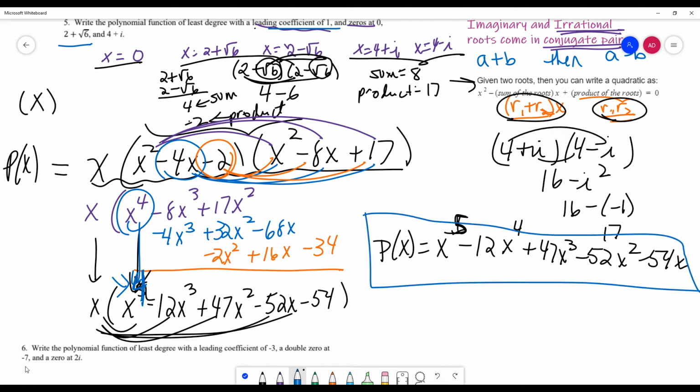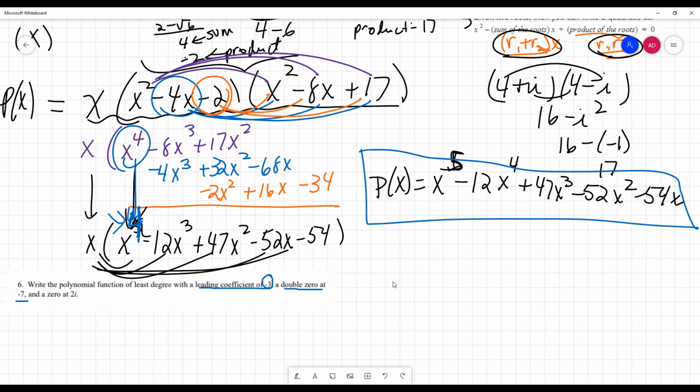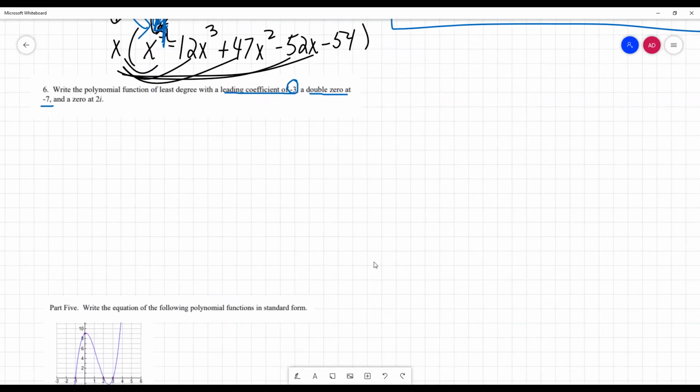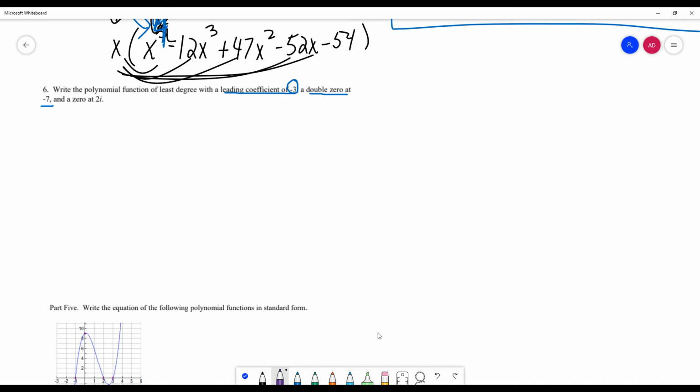Now, this one down here has a leading coefficient of negative 3. So at the very end, I would multiply everything by a negative 3. I also have a double zero at negative 7. So let's see what that entails. I'm going to slide this up. So a double zero at negative 7 means x equals negative 7 twice. And then a 0 at 2i. Well, like we said, it comes in conjugate pairs. So if 2i is a root, then negative 2i is a root.